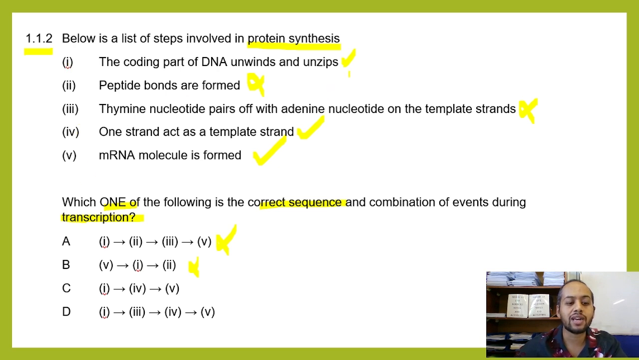So is number 1 coming first? The coding part of DNA unwinds and unzips, yes. One strand is the template strand, yes. And an mRNA is formed, yes. So C is possibly correct. Then D says 1, 3, 4, and 5. 3 was not chosen as a possible correct statement. Therefore, the correct answer is going to be C.